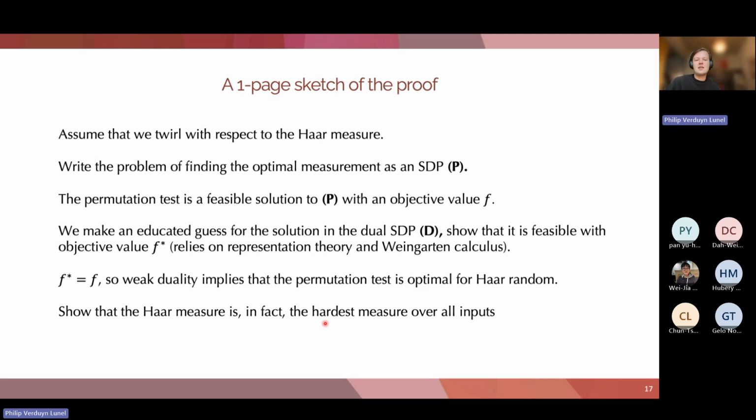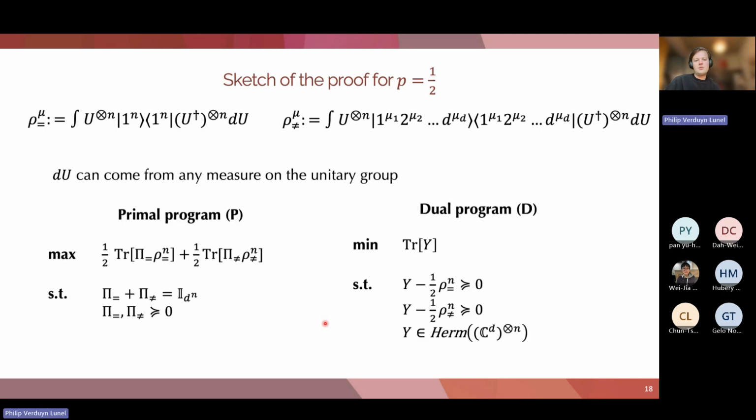In this case, the inputs were Haar random. And then we use some more work to show that Haar random inputs, where I'm talking about what basis you pick, is actually the most difficult case. Which is sort of logical, but you need to do some work for that. So how would something like this look?